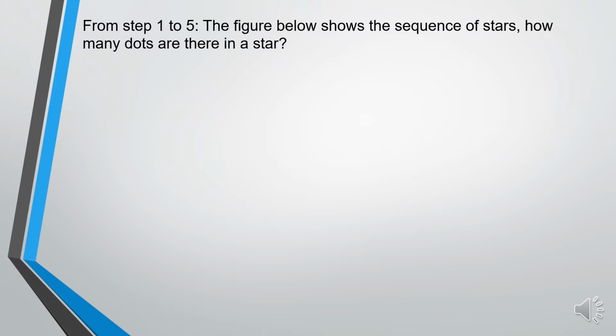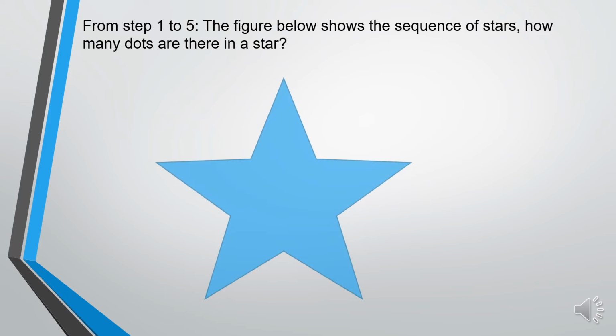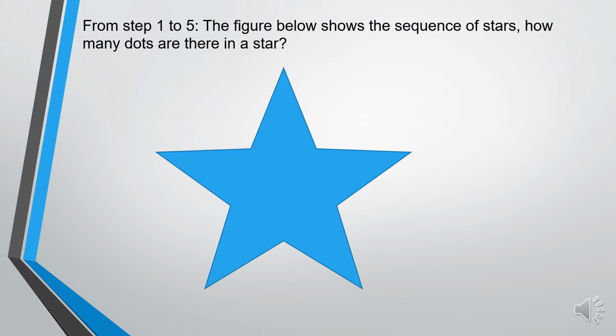How many dots are there in a star? So this is the figure of our star. Now let's begin to count how many dots there are in a star. 1, 2, 3, 4, 5. So there are 5 dots on every endpoint of the star. 1, 2, 3, 4, 5. And there are also 5 dots on every vertex of the star.